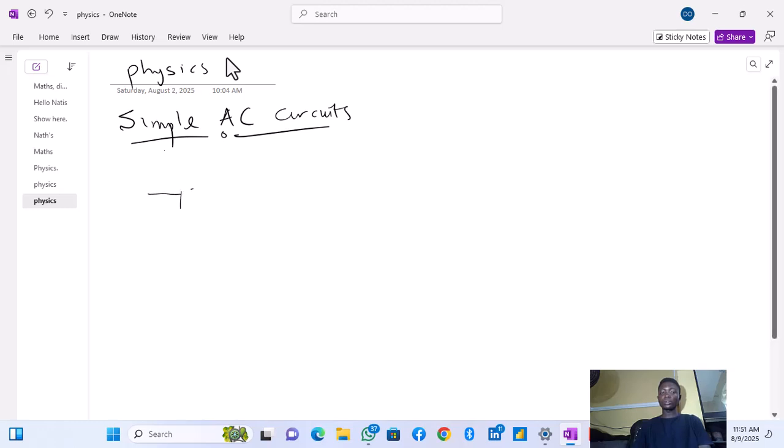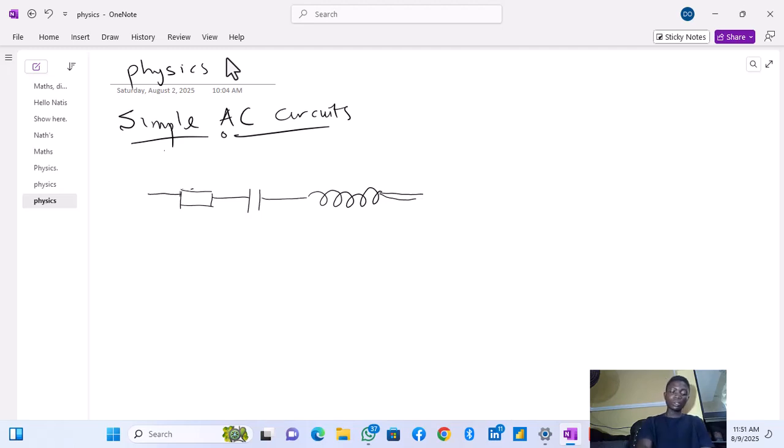three major components. Number one is the resistor. Number two is the capacitor. And number three is the inductor. So these three things are usually contained, and they are usually connected in series. Don't forget, they are usually connected in series in a simple AC circuit.